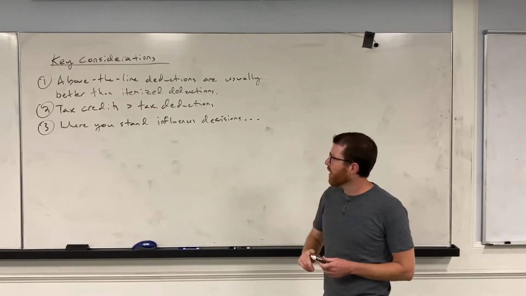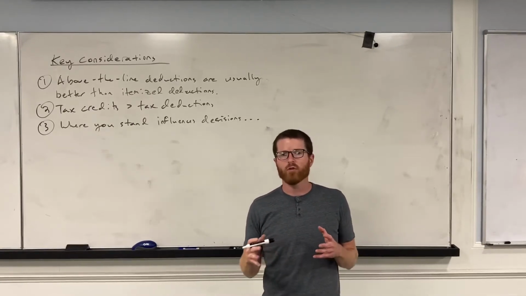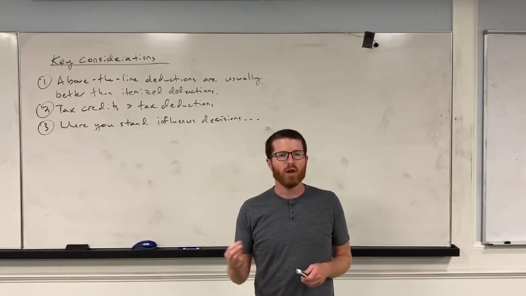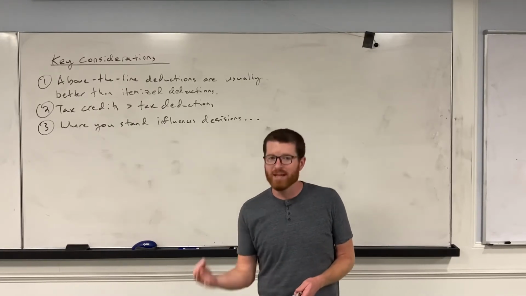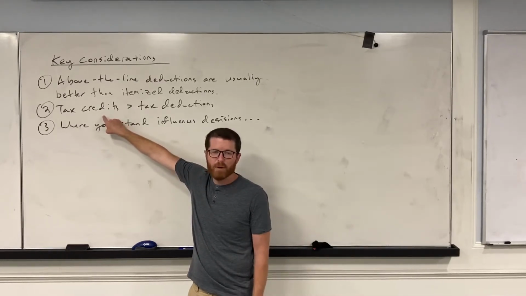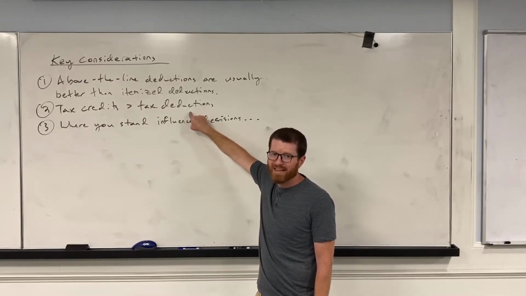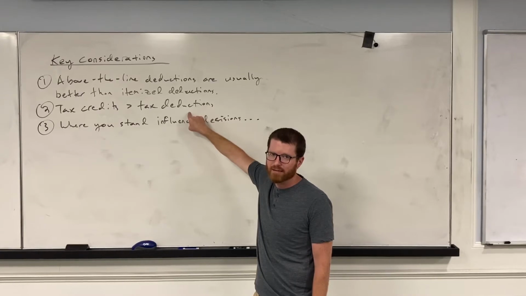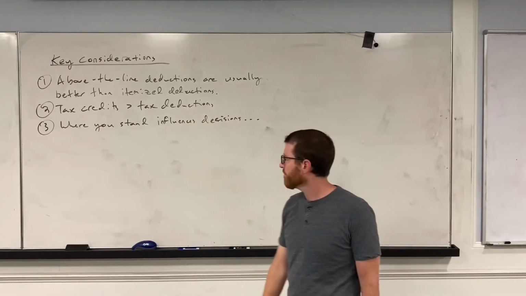Second one here, tax credits are always better than tax deductions. Hopefully you know what a tax credit is from the last video. Tax credits reduce your taxes, which is better than reducing your taxable income, all right? A $1,000 tax credit means you'll pay $1,000 less in taxes. A $1,000 tax deduction just means your taxable income will be $1,000 less, okay? There's obviously a big difference in value between those two.